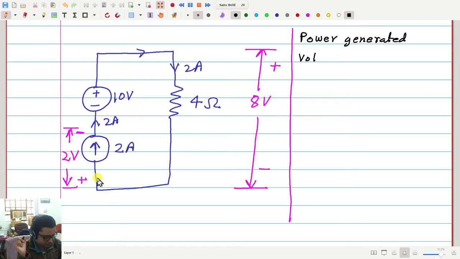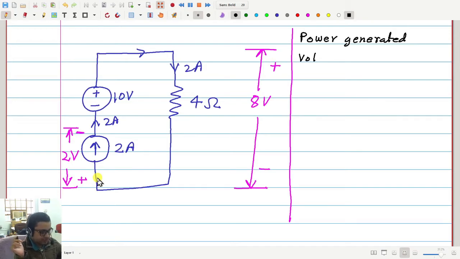Sir, do current sources exist in reality? Yes, they do. What happens on a current source when we apply a voltage across it? We will see soon. Current sources exist in reality, but they are not easily available in the market like batteries.